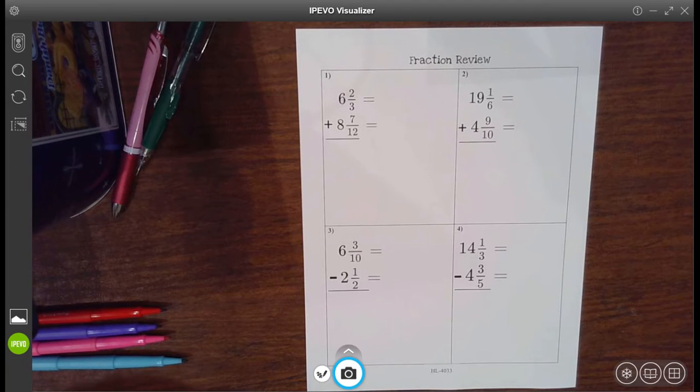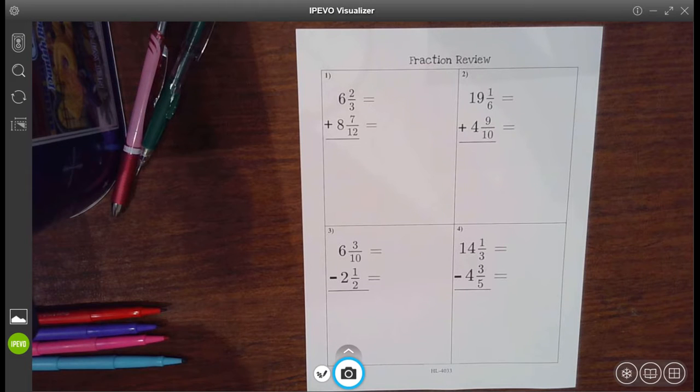Hello, my little mathematicians. Today we are going to review adding and subtracting mixed numbers. Remember always to fully reduce, and if it's improper, to change it to a mixed number. And if you need to, always double check when subtracting if you need to first borrow.